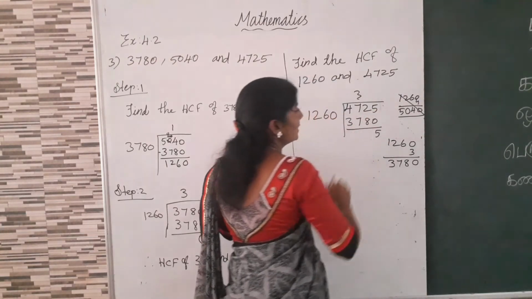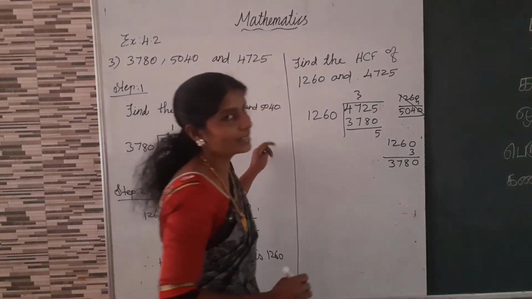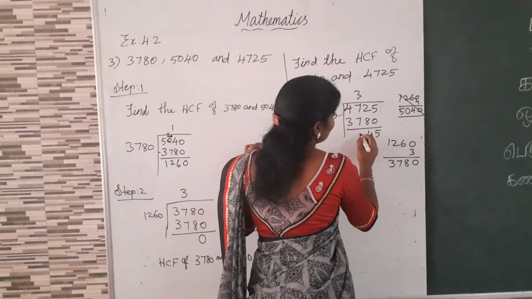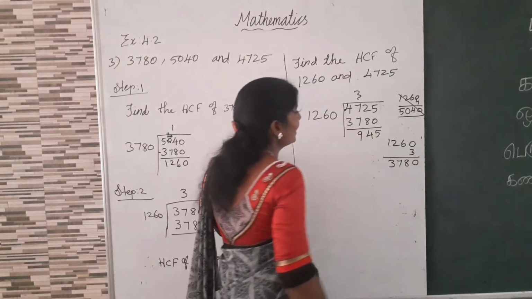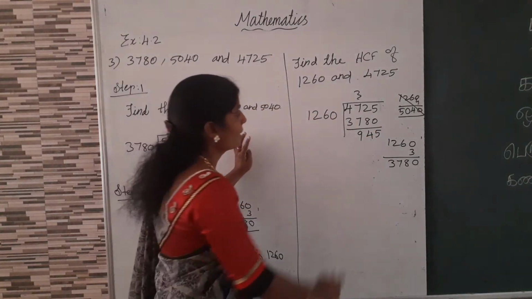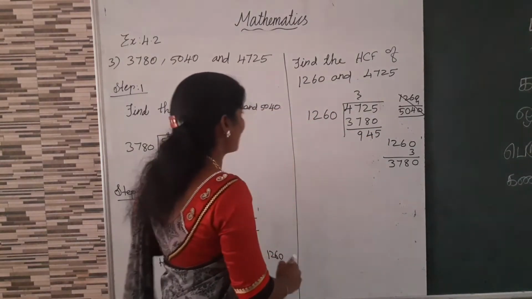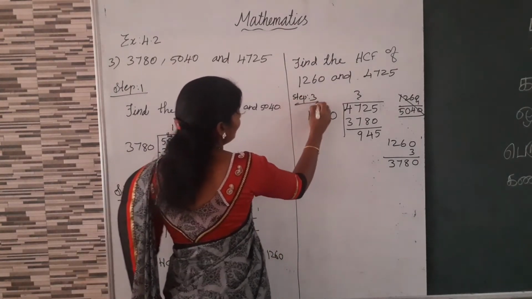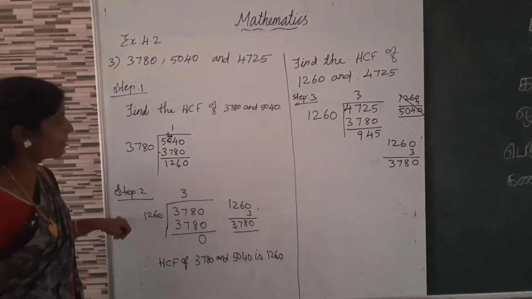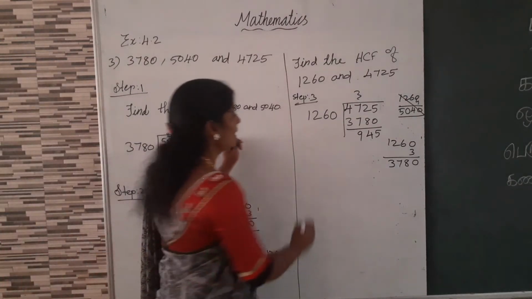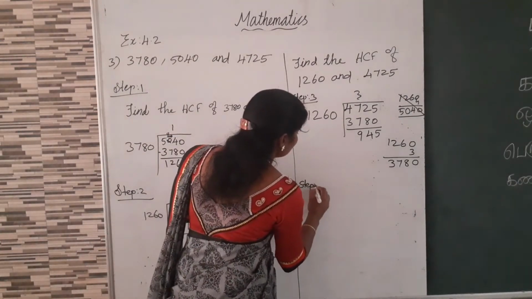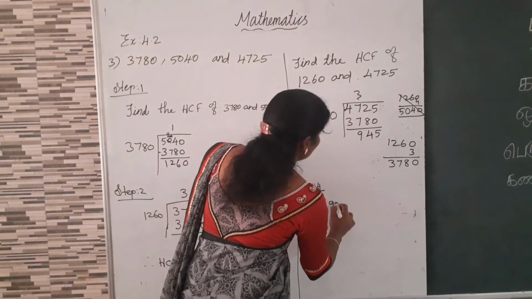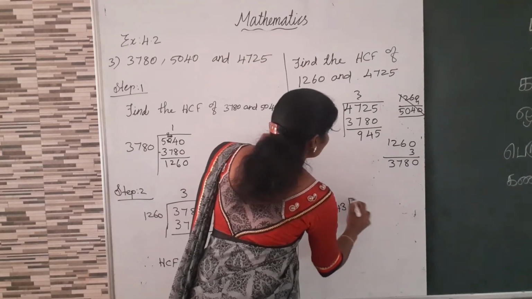5. Here take borrow. So 12 minus 8 is 4. Now here 16 minus 7 is 9. Then 3 minus 3 is 0. So 945, isn't it? We have completed step 2. Then this is step 3. Then step 4. Now this remainder is the new divisor. Then the old divisor is the new dividend.